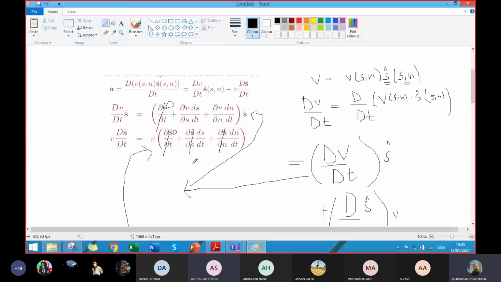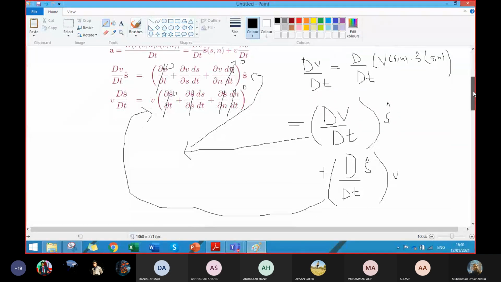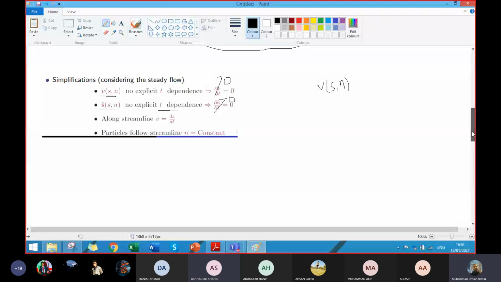Yes, sir. And if n is constant along the streamline, there is no change in n, which means that dn by dt would be zero here, and it would be zero here, right? Is it clear? N is constant, right? When particles flow along the streamline, n will remain constant. So when n is constant, its derivative with respect to any variable, like x, time, or s, will remain zero, right?